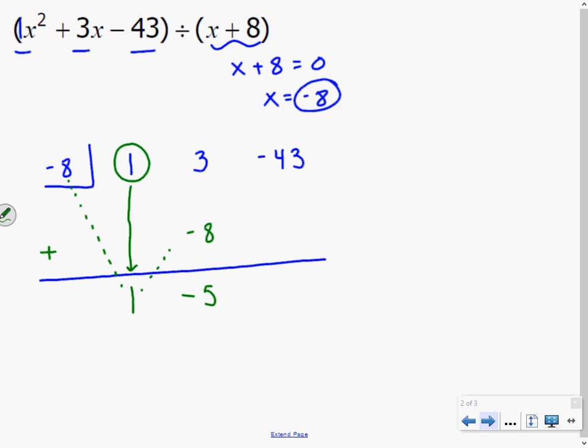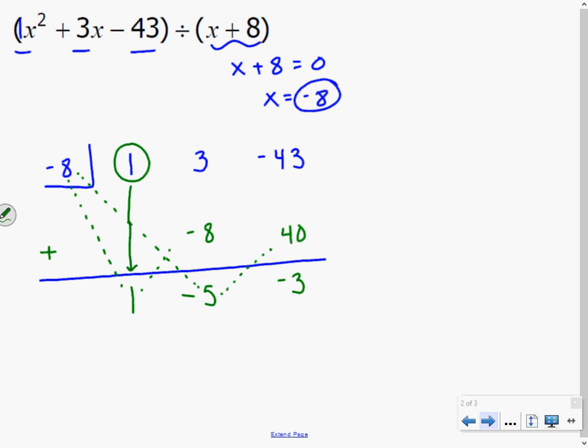So now we repeat, but this time we do the negative 8 up here in the corner times negative 5, and the product goes right here. Negative 8 times negative 5 is a positive 40. We put it here, and then we add the negative 43 and the 40 together to get negative 3. Now I know that I'm done with my synthetic division because I don't have any more columns to go. That was my furthest right column, so that's where I stop.